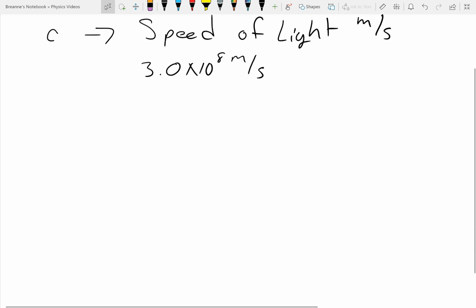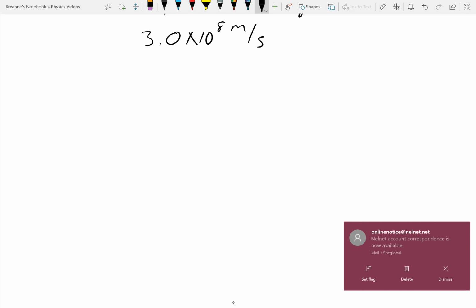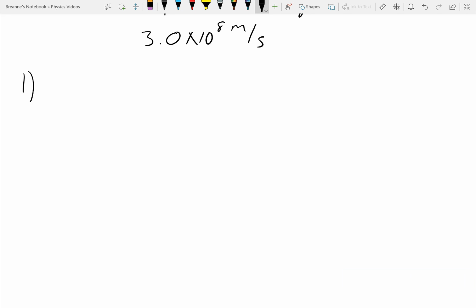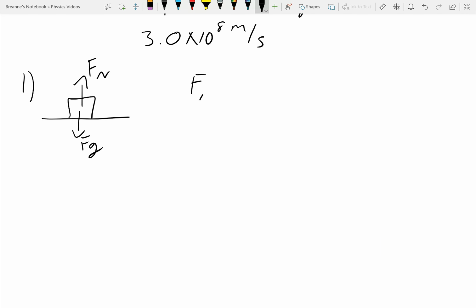So now I'm just going to go over a few questions that I think would be helpful, and I'm going to go in the order that they are on the review. The first one that I would like for you to look at is number 1. It states, how would you describe the motion of an object that has balanced forces acting on it? So let's find an object that has balanced forces. That means the force of gravity going down and the force of normal going up are equal.